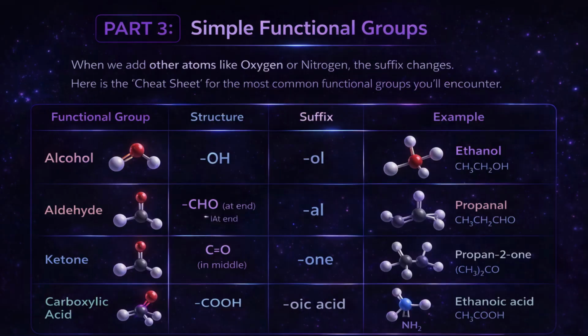Up until now, we've been talking about pure hydrocarbons, just carbon and hydrogen. But chemistry gets a lot more interesting when we add guest stars like oxygen or nitrogen. These are called functional groups, and when they show up, they change the entire identity and the suffix of the molecule. Let's walk through your cheat sheet for the 4 heavy hitters you'll see most often.